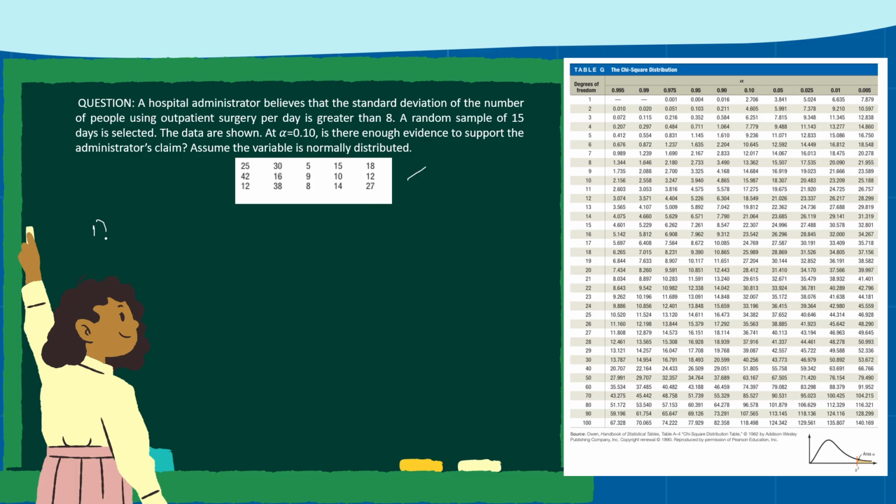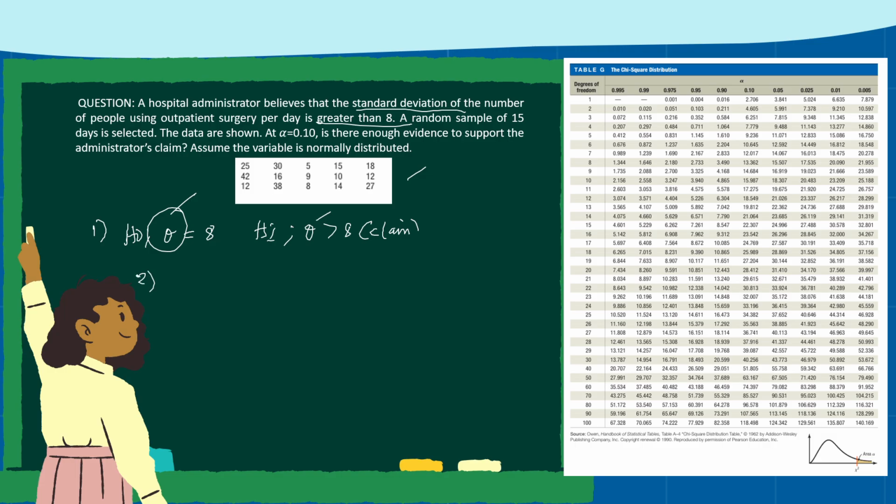So next we have the hypotheses. What is our hypothesis here? Since the question says we believe that the standard deviation, our H0 is that the standard deviation is 8. So we are using standard deviation. And our H1 is that the standard deviation is greater than 8. So this is our claim. The claim is all about standard deviation.